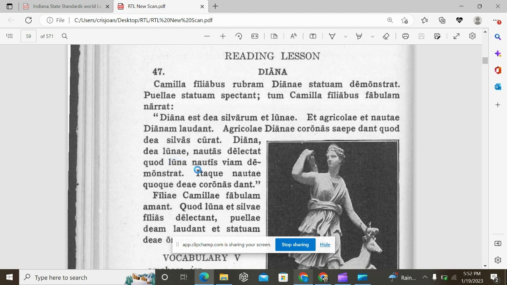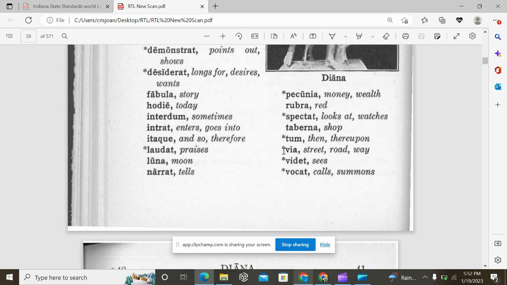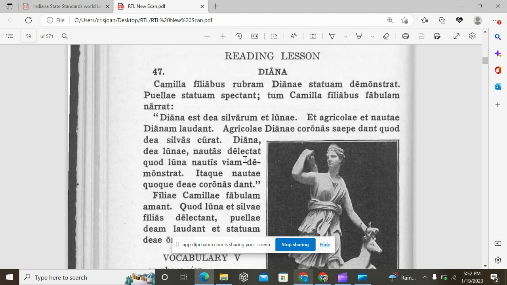Kind of think through that. What does the moon do for sailors when they're out on the open water at night? Again, via is a new vocab word for street, road, or way. Out on the open water, where sailors would be, way is probably the best translation there, or best meaning of via. Okay, it's a que, which means and so, or therefore.